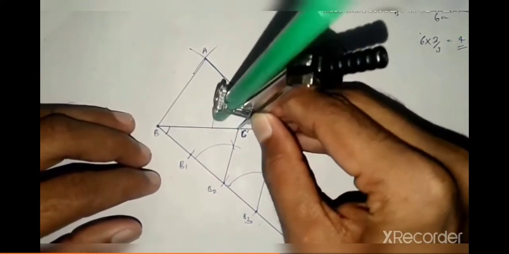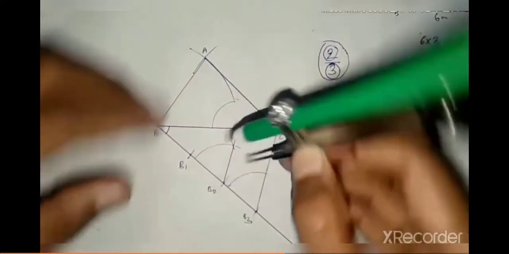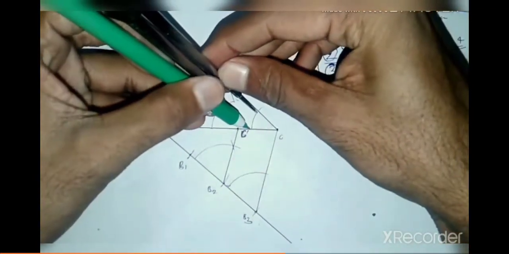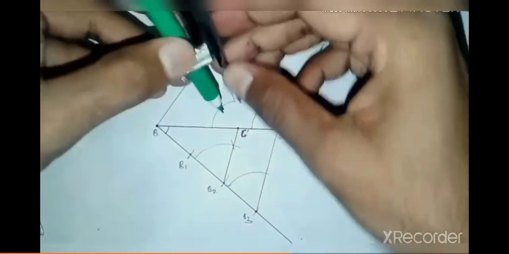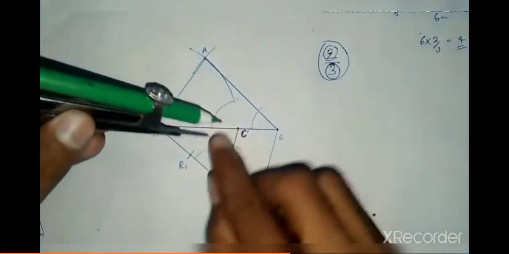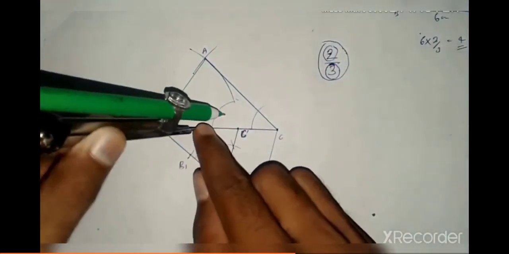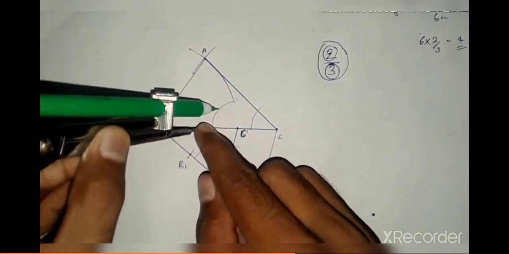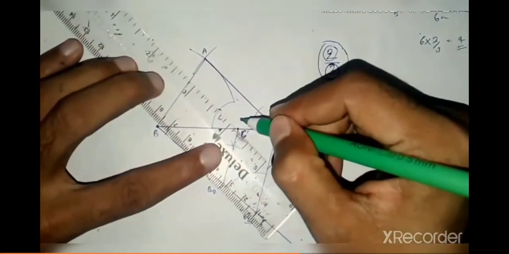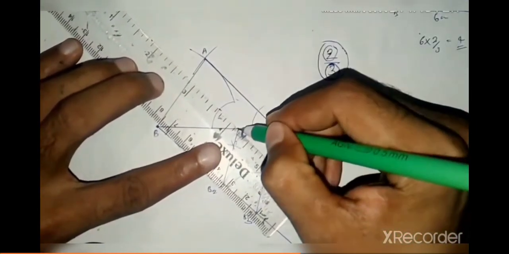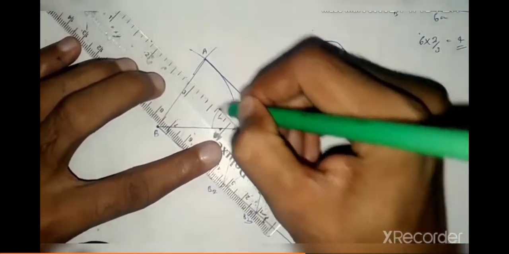Take 1 centimeter or 1.5 centimeter and measure this width, and from the point where it touches the line, cut an arc. Where the arcs are meeting, through C you can draw the line. That line will be parallel to the AC.